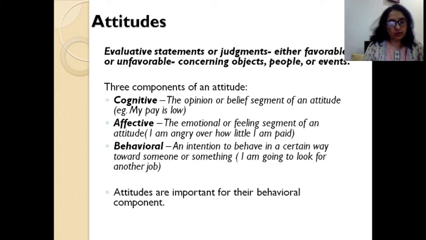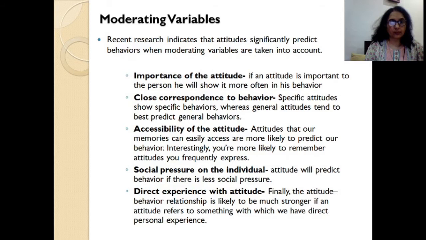Now, attitudes are important to any organization because attitudes generally lead to behavior. Because they affect the behavior of the employees, one must understand how attitudes are formed and how they can be changed. Now, there are some variables that strengthen the link between attitude and behavior, if they are present. For example, how important is the attitude? If the attitude is important to the person, it will show more in his behavior. For example, if the person feels that wearing branded clothes is very important, he will very often wear them.